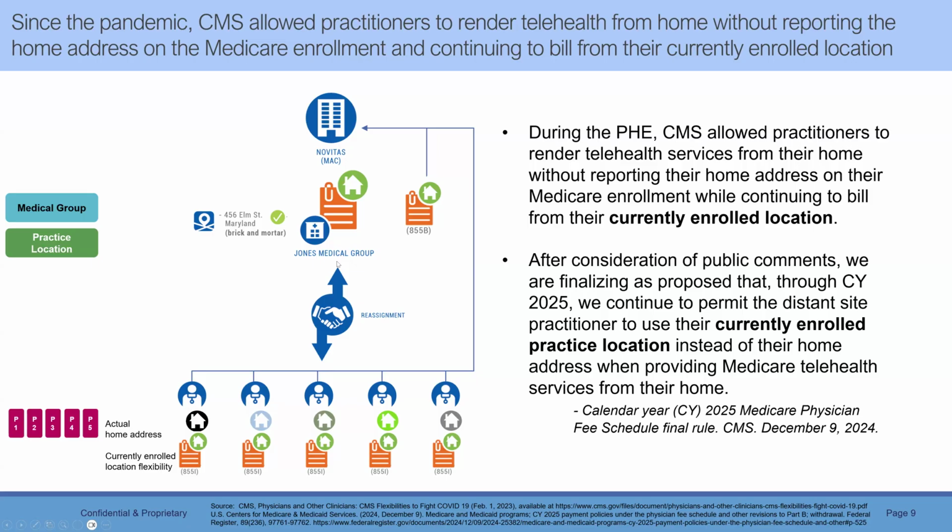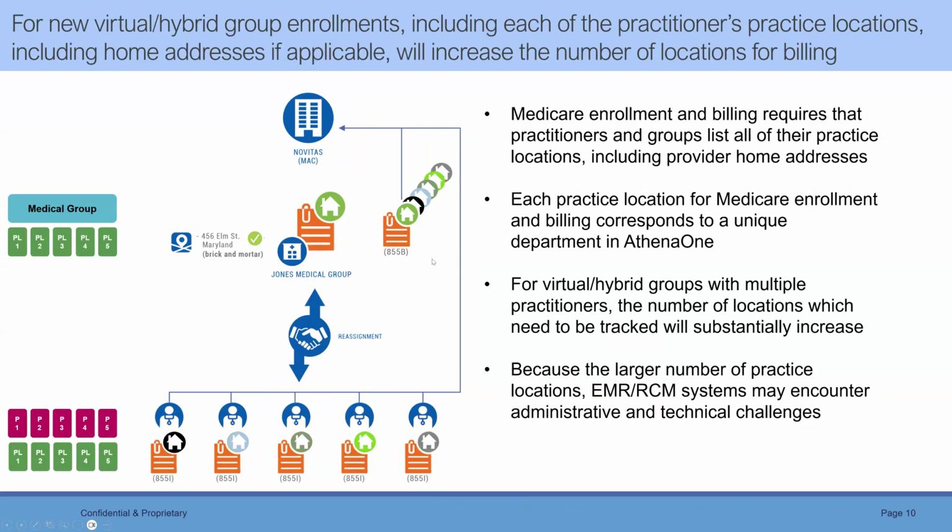What we have, though, in many new virtual and hybrid organizations that did not exist at the beginning of the pandemic, or that have added new locations, added new providers, or are no longer operating within that waiver, is a bit of the challenge that a lot of folks that I work with have run into. And instead, for these medical groups, they now have the requirement of listing the practice locations for each of the individual providers for the group enrollment and for billing.